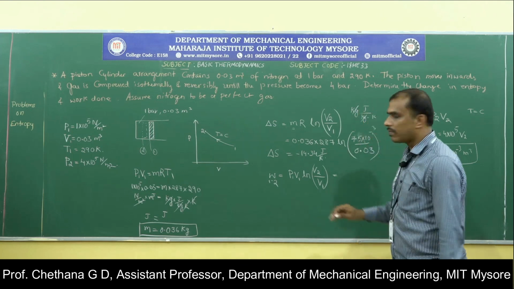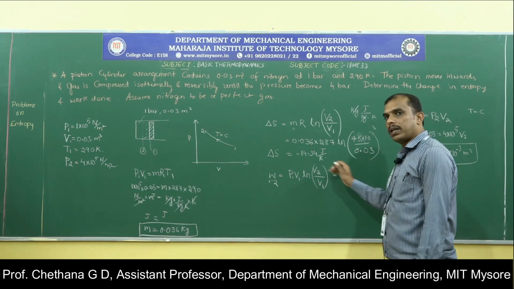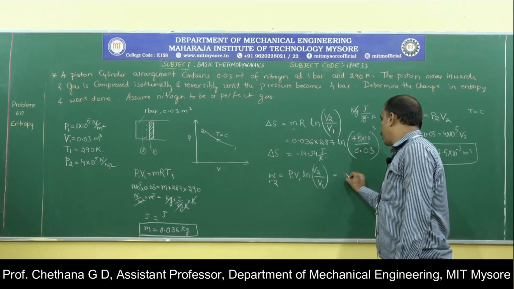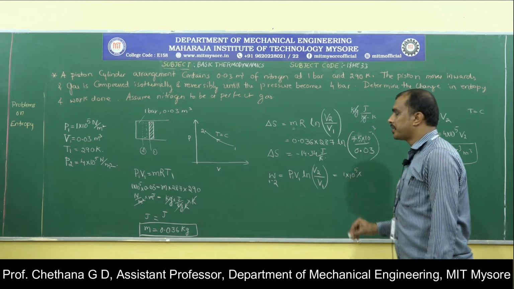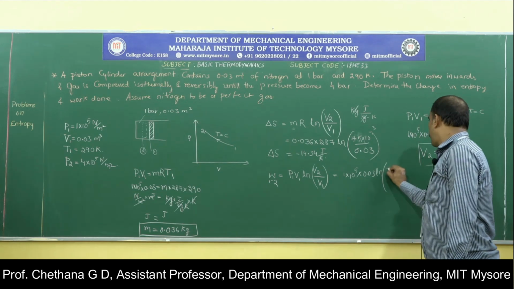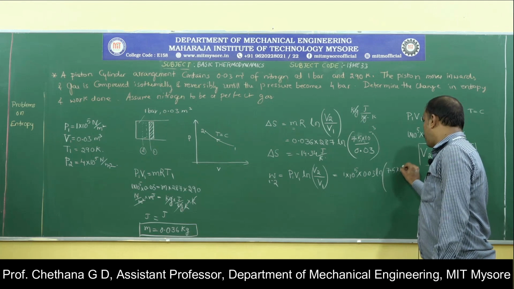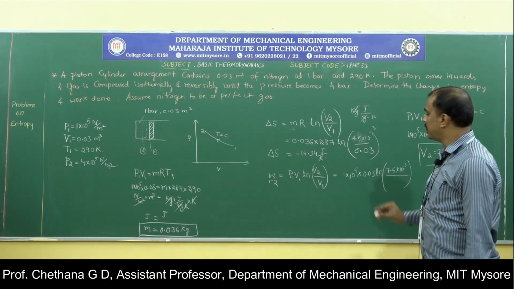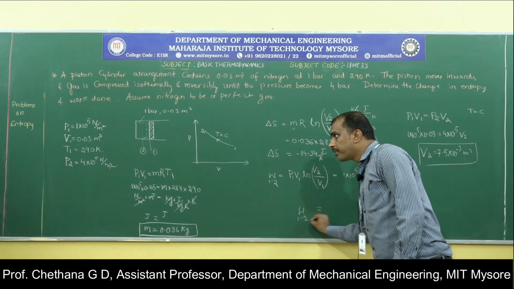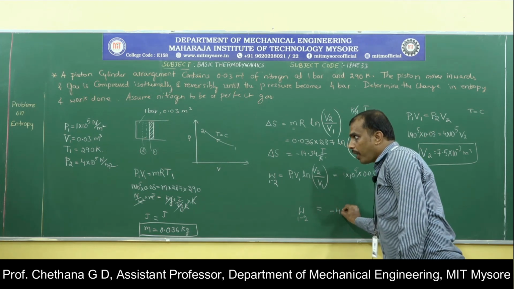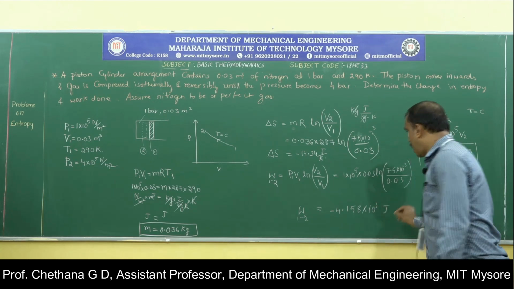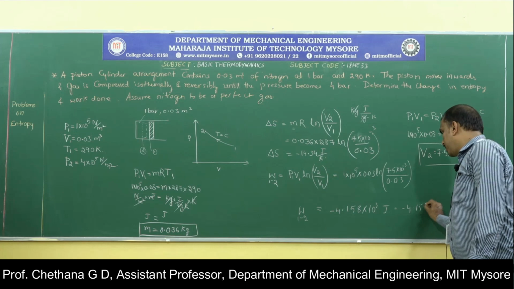Similarly, you go for work transfer in the process. You know that it has to be negative because it is a compression process. So P1 is known to you, 1 into 10 power 5. V1 is also known to you, 0.03. Ln of V2 you have found out, 7.5 into 10 power minus 3 divided by V1, 0.03. Now work transfer you are getting as minus 4.158 into 10 power 3 joules, or minus 4.158 kilojoules.